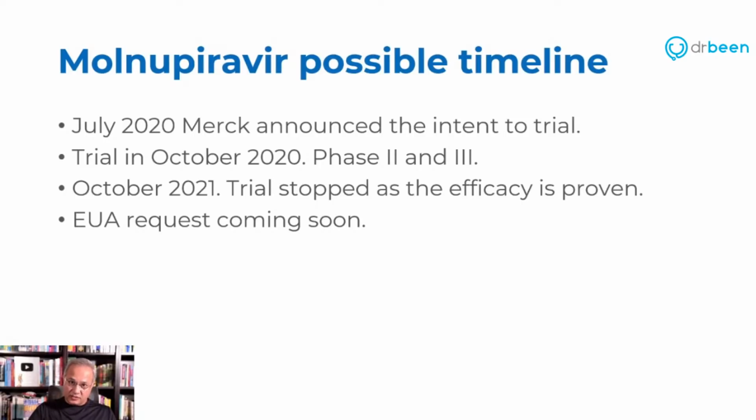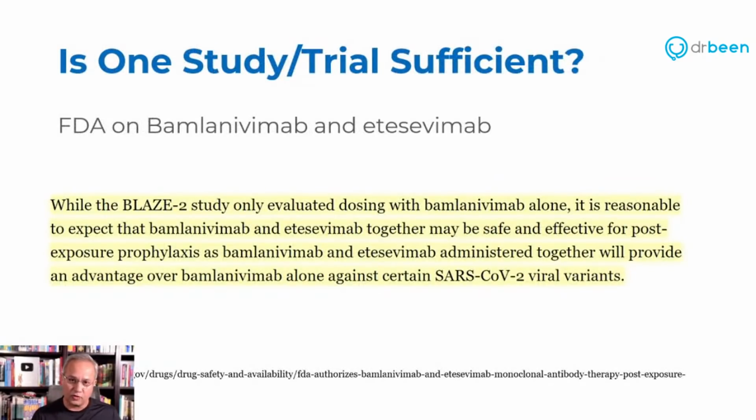October 2021, this year, trial stopped because the efficacy was proven. And then the EUA request is going to come soon. So now some context as we continue towards the studies and trials and comparison of them. So are there studies or trials? Is there one study or trial sufficient? Is it possible to issue an EUA just based on one study or trial?